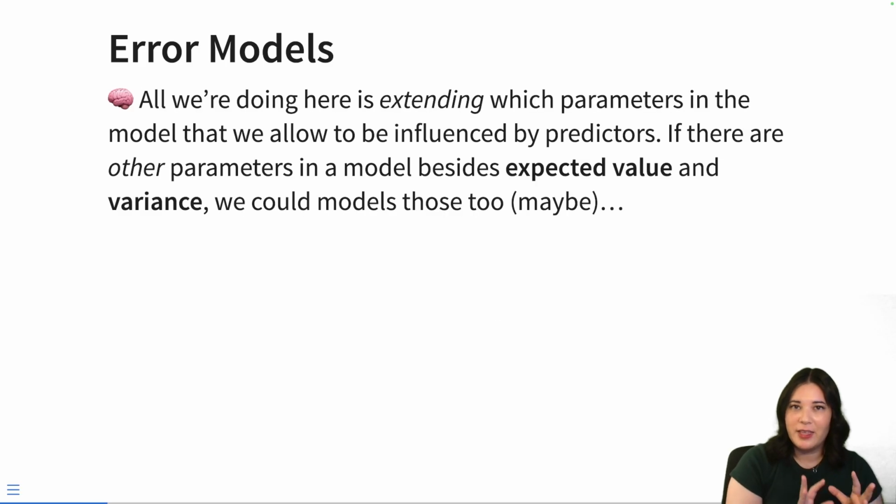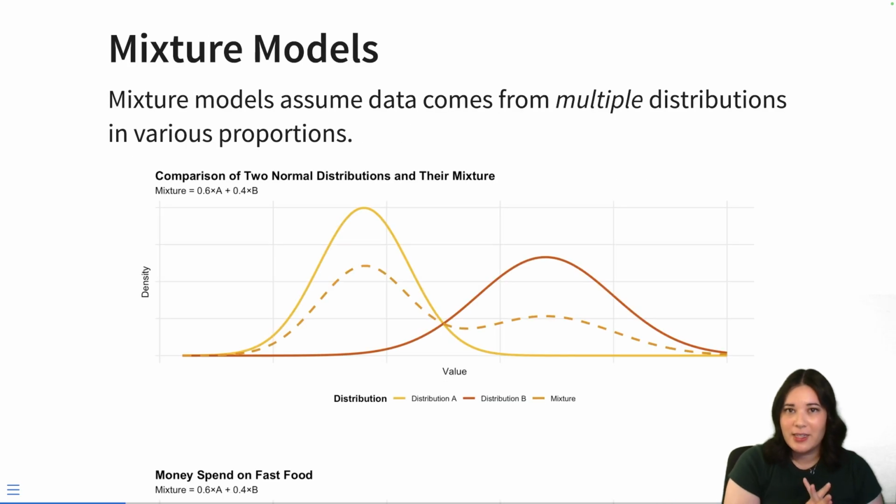Now, again, even though this seems like a completely new thing, all we're doing is extending what we've already been doing, which is basically we're modeling a single parameter, the expected value, and now we're saying, hey, there's other parameters in the model. Let's model those as well. So we can model the expected value, the variance, and if there's any other parameters in the model, we could probably model those too. The next extension that we're going to talk about are mixture models.